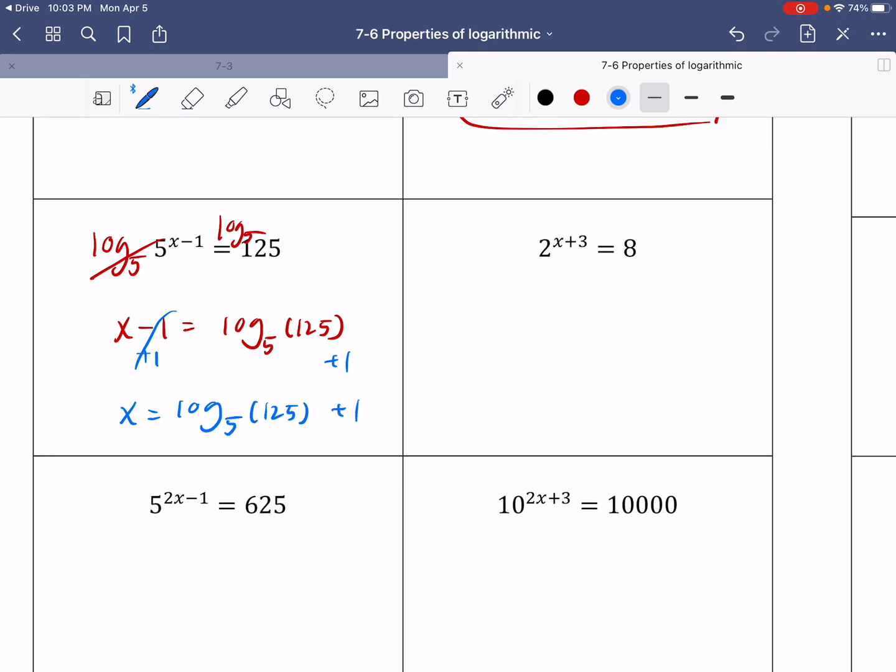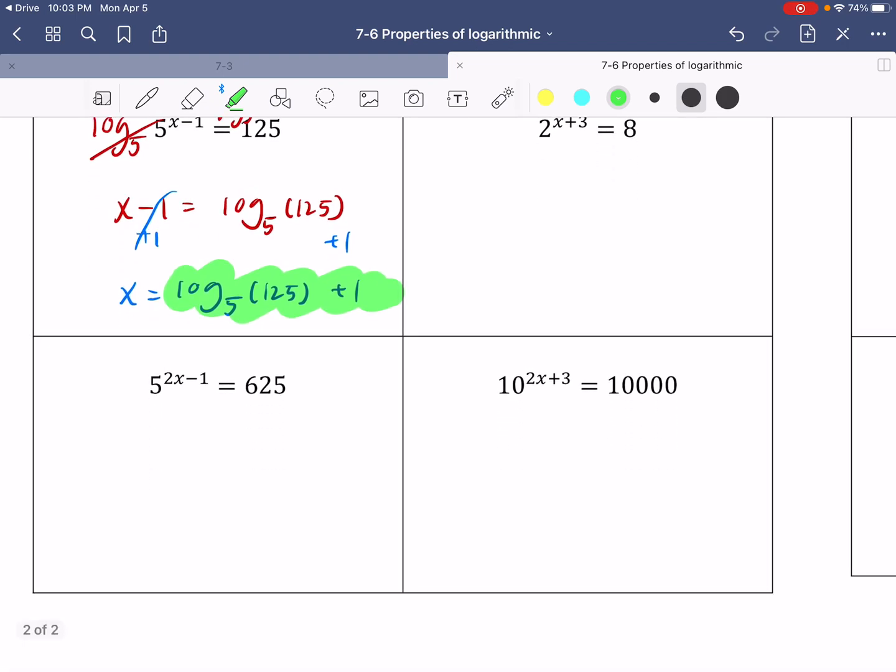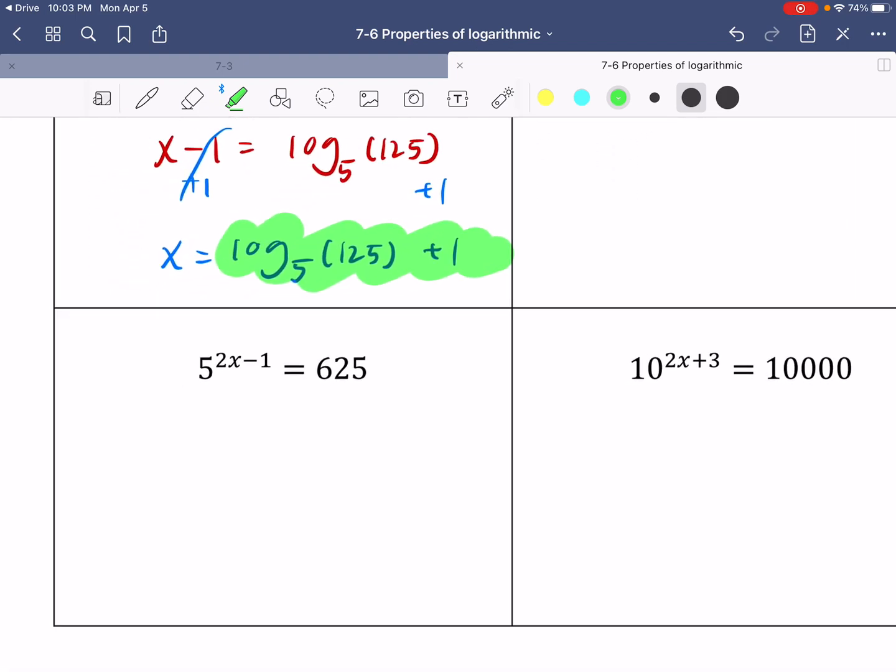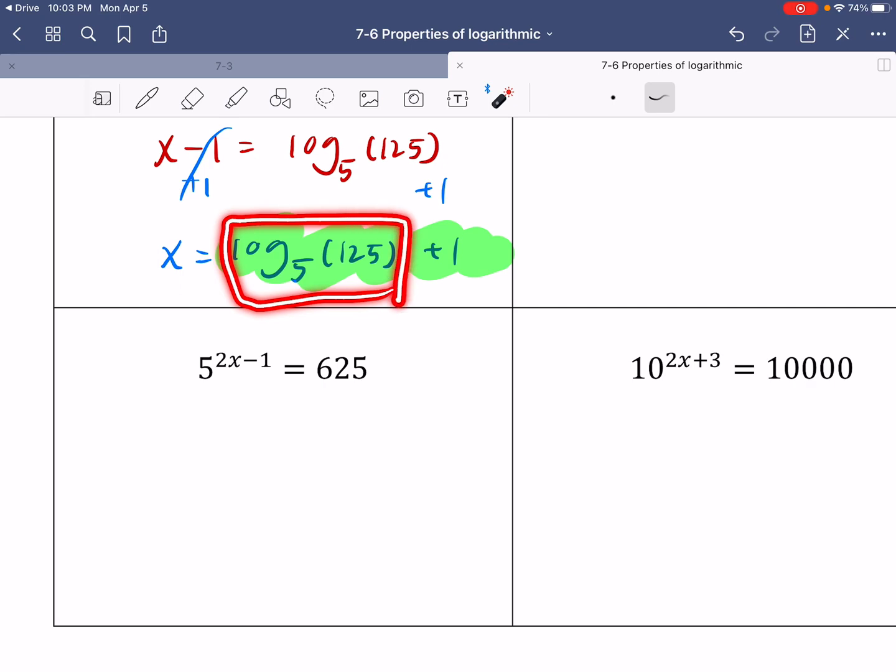Technically, if you do this, this one is equal to 4, but I'm not going to ask you to go that far, okay? Just letting you know, you don't have to do it, but if you put this one into the calculator, you will get 3, okay? Because 125 is 5 to the 3rd power, and this will disappear, you'll get 3 left over.